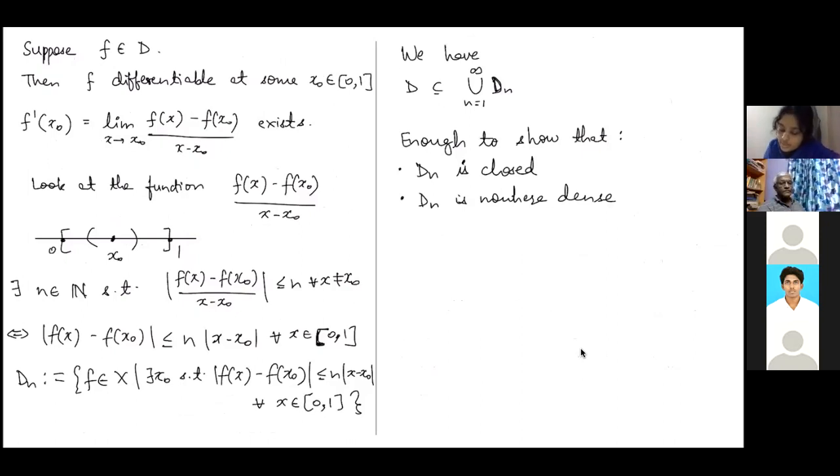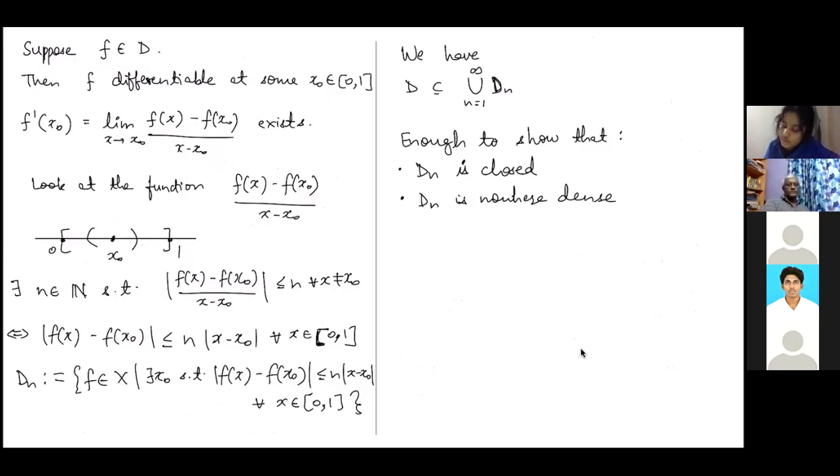So let's look at what happens when a function f is in this set D. In that case, we know that f is differentiable at some point x naught in 0, 1. What that means is that this limit, f of x minus f of x naught divided by x minus x naught, exists as x approaches x naught. It converges to a finite number.